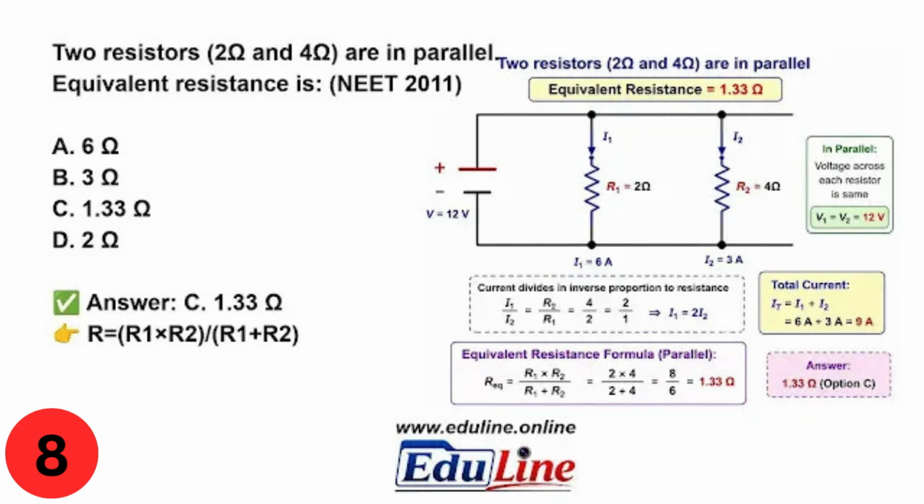Solution. When resistors are connected in parallel, the equivalent resistance is less than each individual resistance. Combining a 2 ohm and a 4 ohm resistor in parallel gives a value smaller than both, which comes out to 1.33 ohm. Answer. Option C, 1.33 ohm.